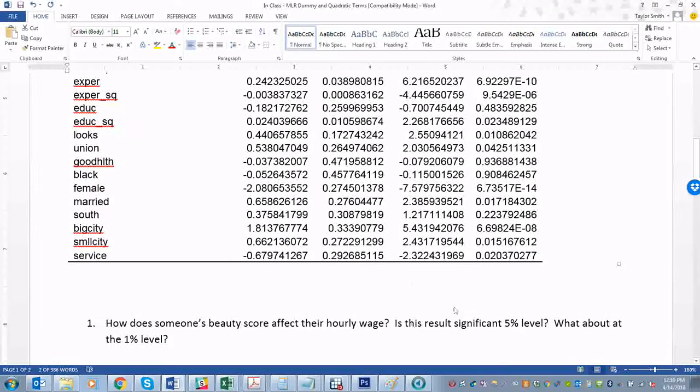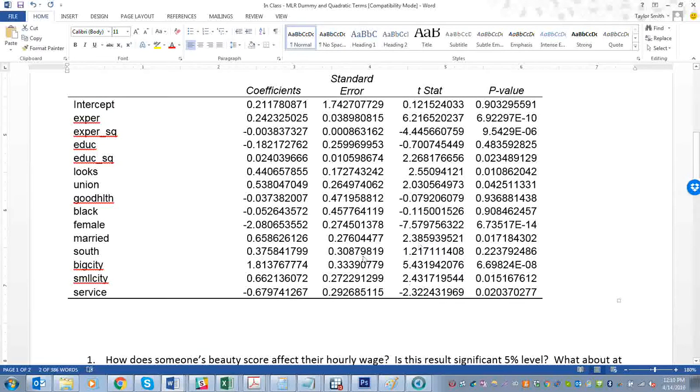Next, is that result significant at the 5% level? So anytime we're talking about if something is significant or insignificant, when given some level of significance, in this case 5%, what you always want to do is look at the p-value for that variable. So for the looks variable, its p-value is 0.01086, yada, yada, yada.